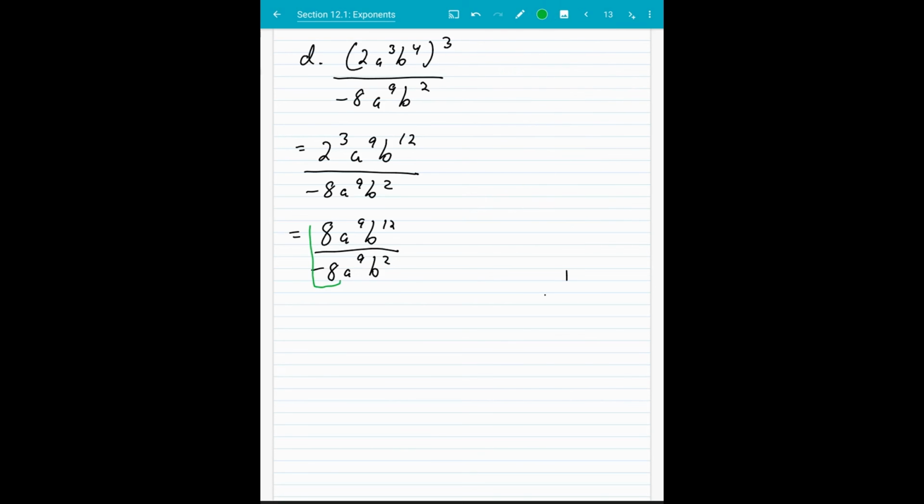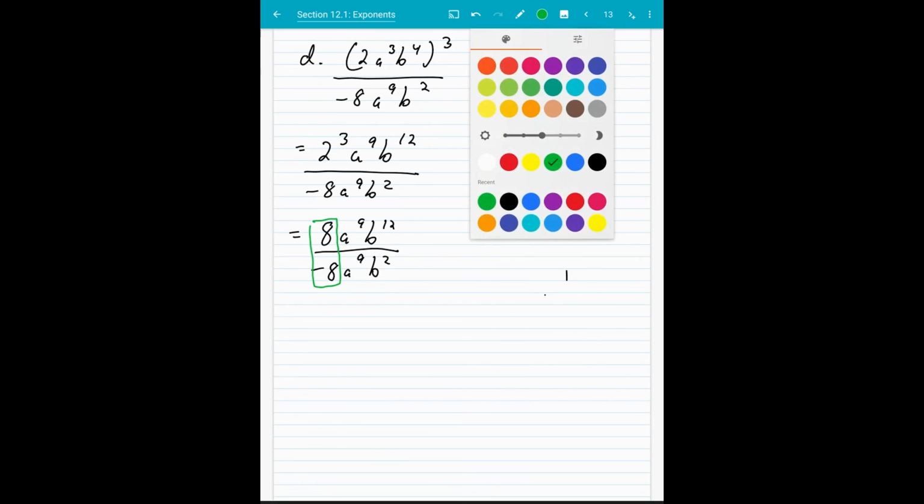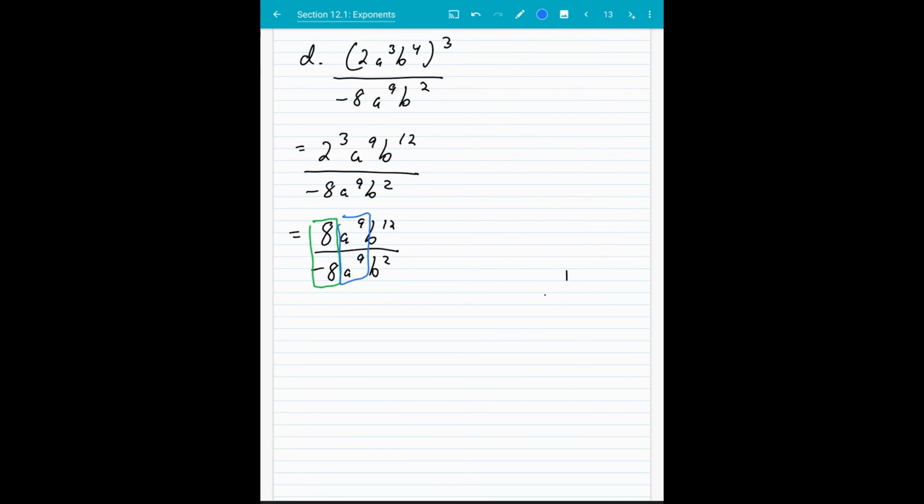Remember, put numbers with numbers, put variables with variables, and like variables with like variables. So the numbers with the numbers first. Negative 8 divided by negative 8 makes negative 1. a to the ninth divided by a to the ninth. Remember, we subtract these exponents. 9 minus 9 makes 0. So make a to the 0 power.